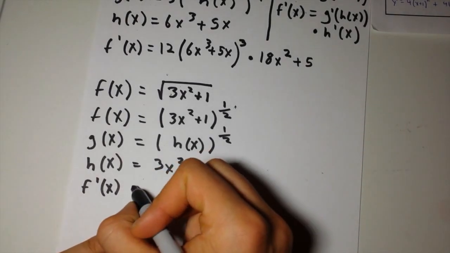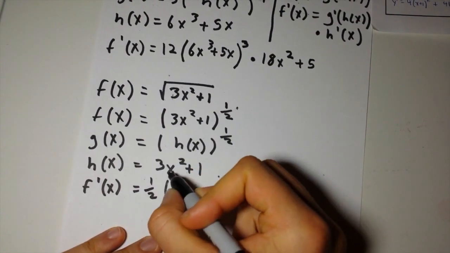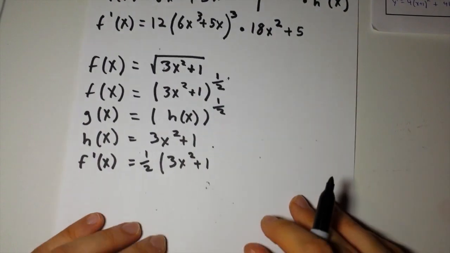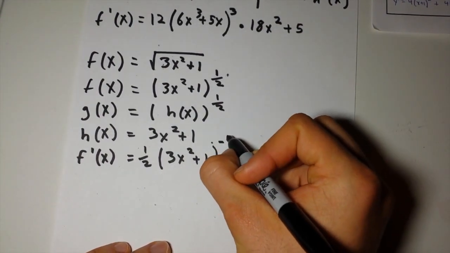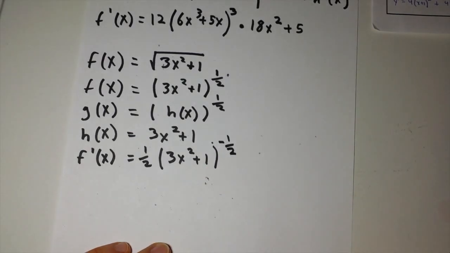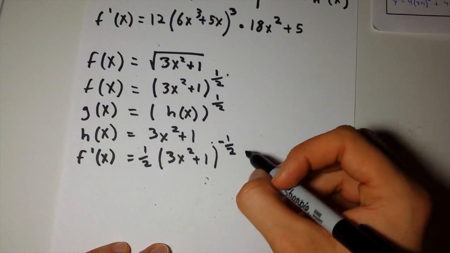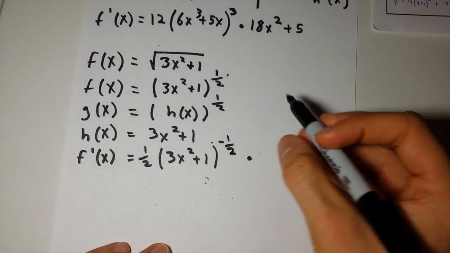And so our g prime first, we'll bring the 1/2 down. So we'll have 1/2 h of x on the inside, 3x squared plus 1. Okay, close that bracket. 1/2 minus 1 will give us negative 1/2 here. Okay, and there's the first term of our chain rule. We'll then multiply this by h prime of x.